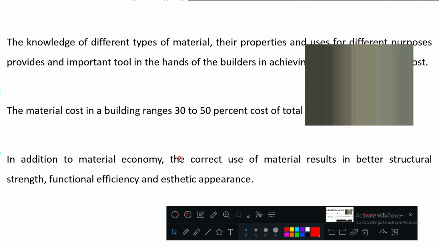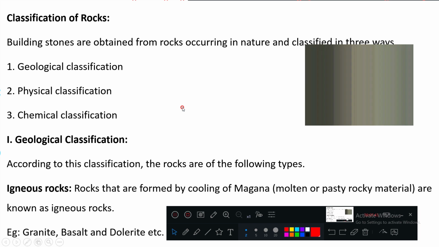Economy is one part. Apart from that, if you know the material properties very well, by using them correctly you can achieve better structural strength, functional efficiency, and aesthetic appearance. But to achieve all these things, building materials knowledge is very important.